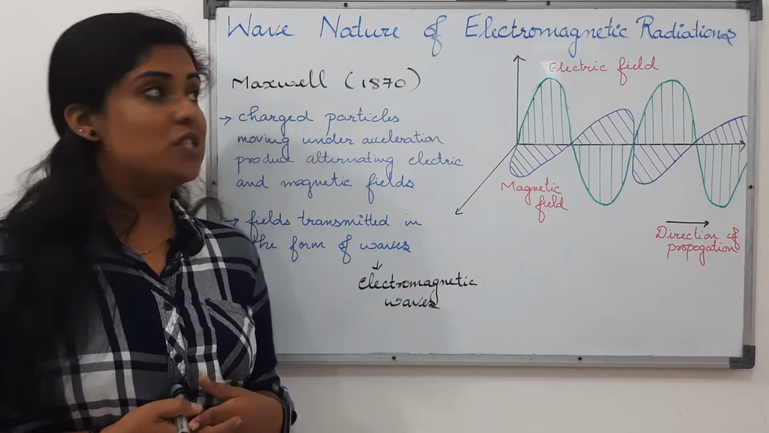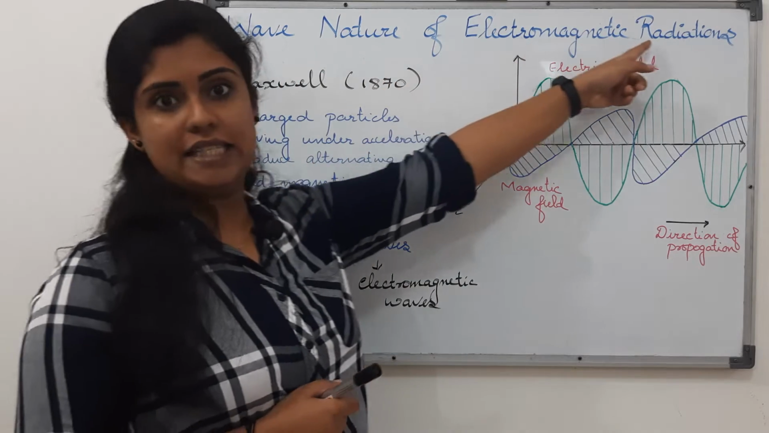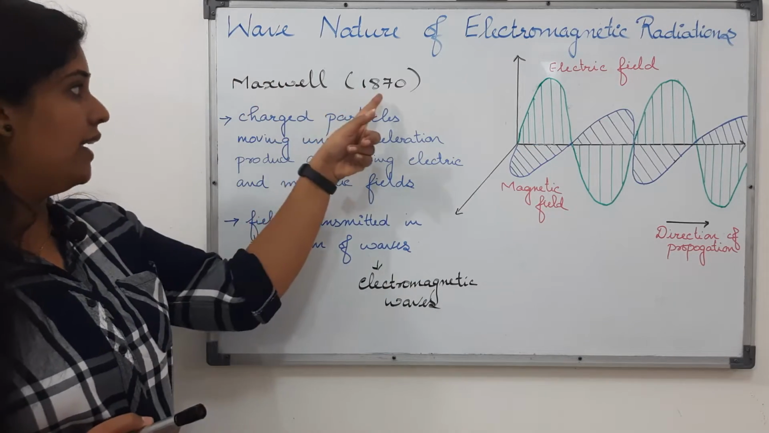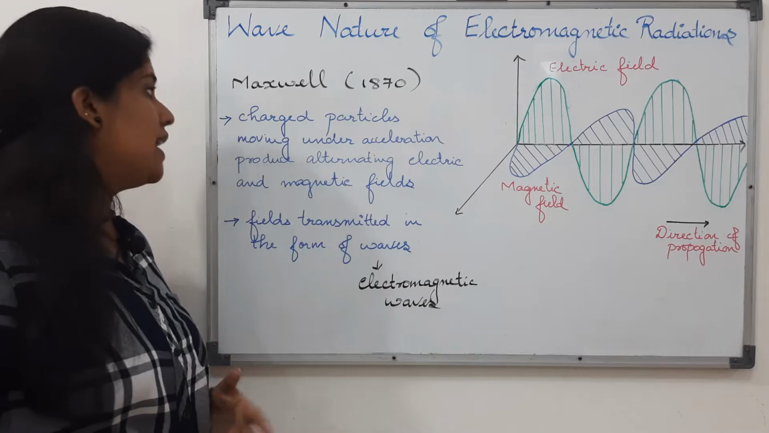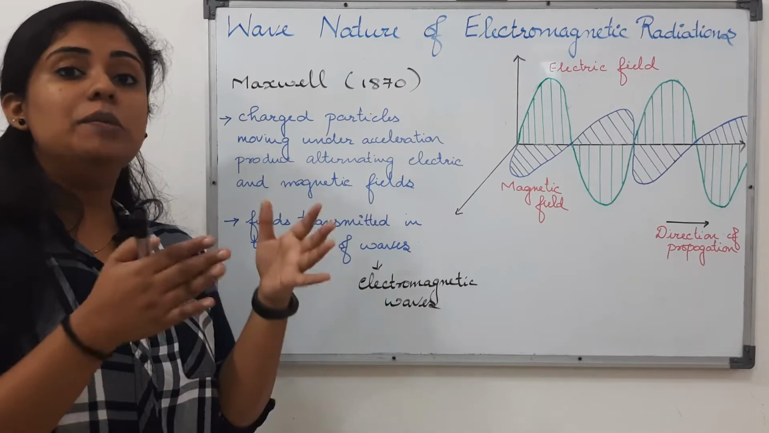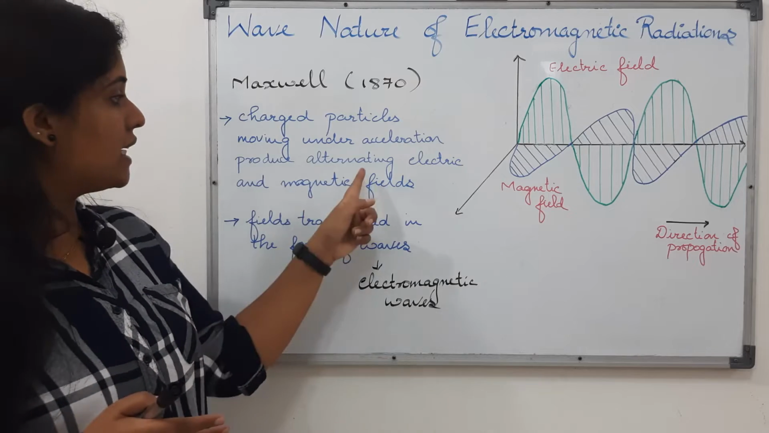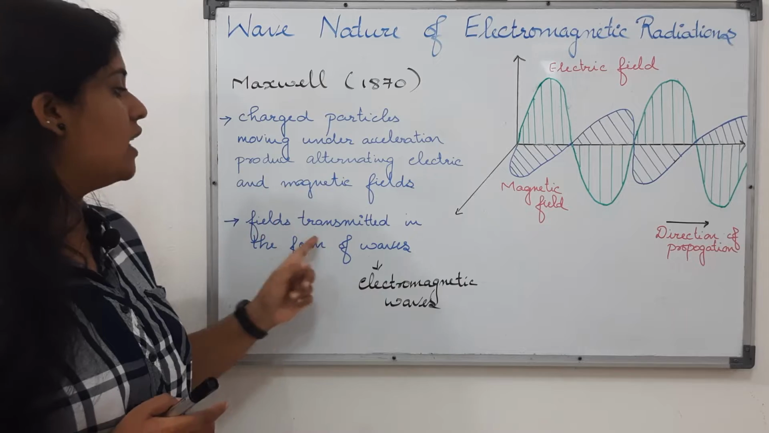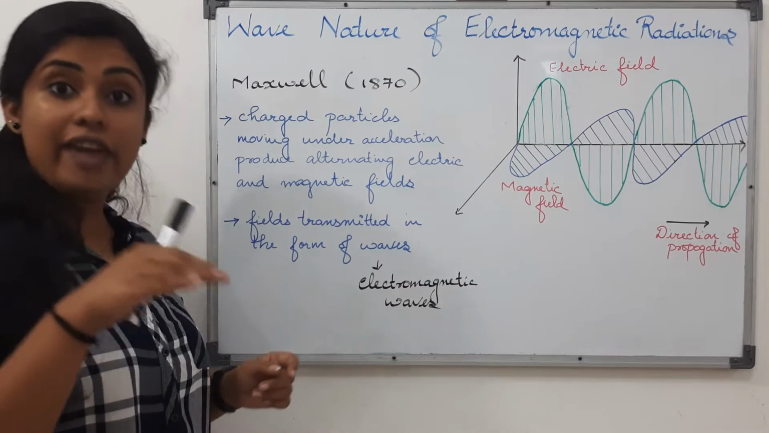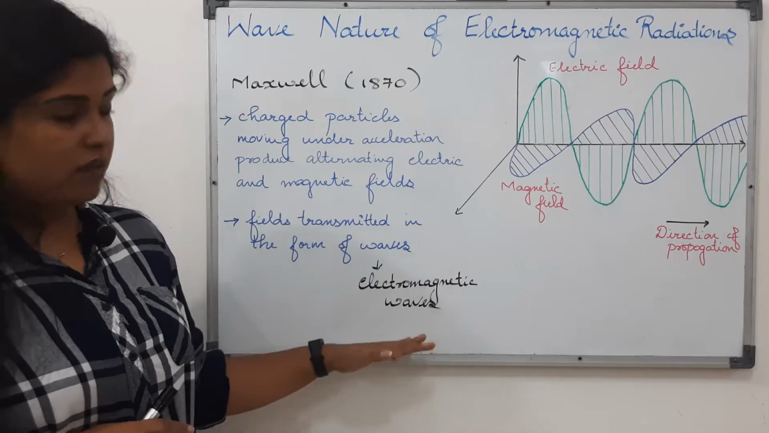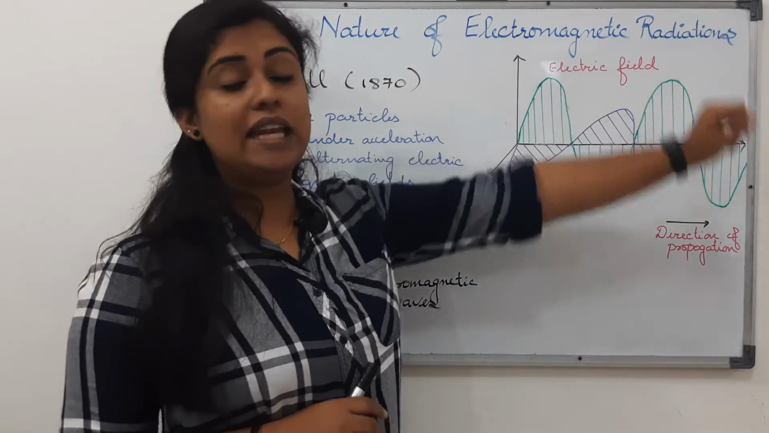So today let's look into the wave nature of electromagnetic radiations. In 1870, James Maxwell proposed that any charged particle that is moving under acceleration will produce both alternating electric as well as magnetic fields. And these fields are transmitted in the form of waves, and the waves are termed as electromagnetic waves, or you call them electromagnetic radiations.